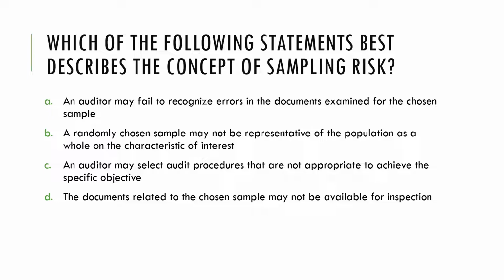If we evaluate the choices, letter A says an auditor may fail to recognize errors in the documents examined for the chosen sample. Meaning, it is already possible for the sample to be representative and contain the errors, but the auditor still was not able to recognize the error. So this is a deficiency on the auditor side, not on the sample side. Letter A is non-sampling risk. Letter B, a randomly chosen sample may not be representative of the population as a whole on the characteristic of interest, and as we mentioned, sampling risk is the risk of drawing a non-representative sample. So the answer is bravo.